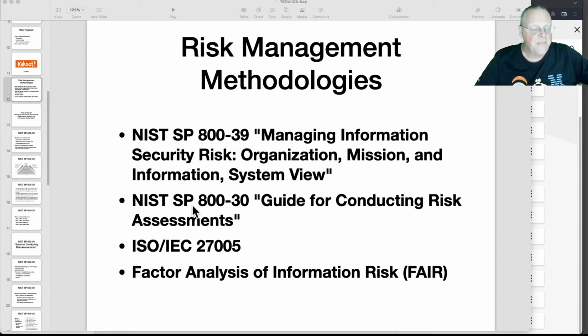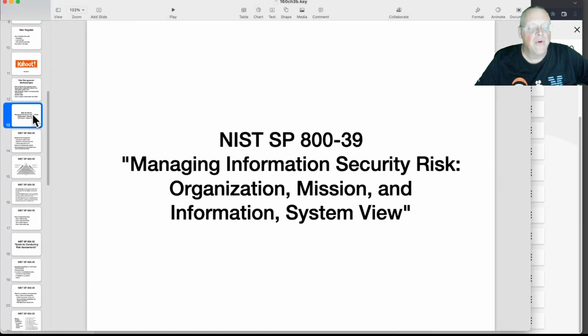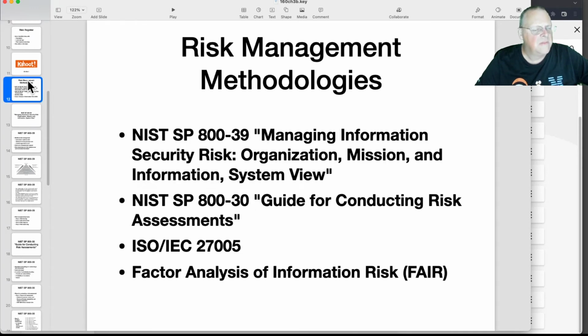Okay, so anyway, all right, then there's the international standard, ISO IEC, one of the 27,000 ones, and then another one called FAIR. These all are ways to organize your risk management program. So this is the 39 one. Right, 39 is the big management one. 30 is the more specific one just for risk assessments. The bigger number is the bigger scale in this case.